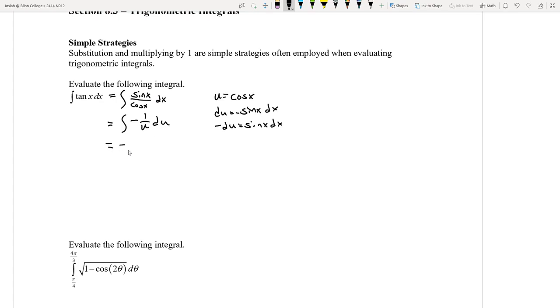And we then know that we have the logarithm that we're going to use here. So natural log of the absolute value of u. Now we'll put the plus c here. We'll go ahead and swap the u back in. And so our solution here will be negative natural log of the absolute value of the cosine of x plus c.